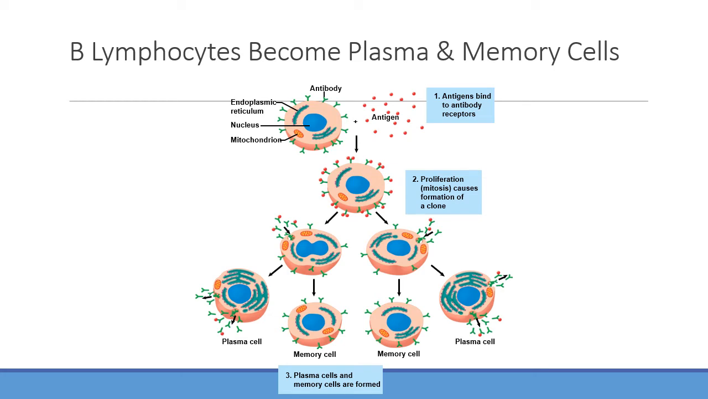Do you have a question in the back? Memory cells, how do they usually stay in lymph nodes? They just stay there until they can hang out there. Yeah, they're not usually going to be circulating to the same degree as some of these other immune cells we're talking about. Usually in the lymph tissues is where they're going to be hanging out.